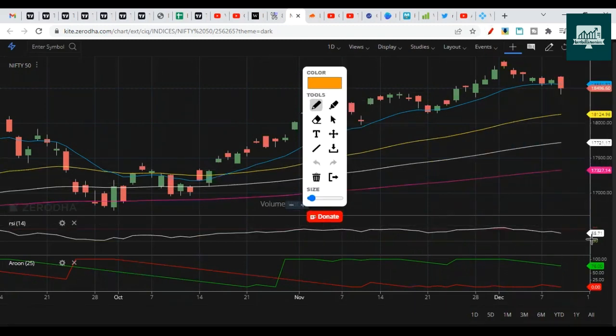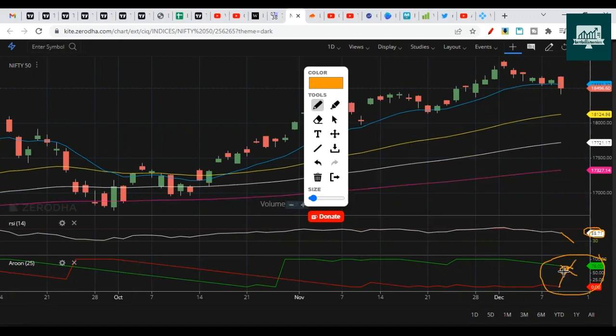RSI here is near 55. It's in a neutral zone. Below 50, if it goes, we consider it as a bearish start of the move, and Aroon indicator is still trading in a bullish zone. So it can go like this as well if it has to continue the up move, or if it has to turn bullish or sideways, the green line will drop below 50, and if it has to turn bearish, it will give the crossover.